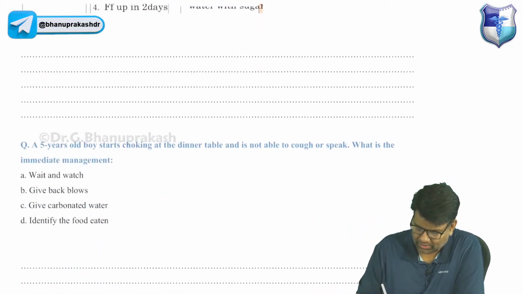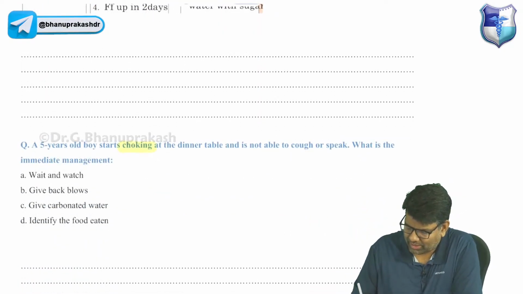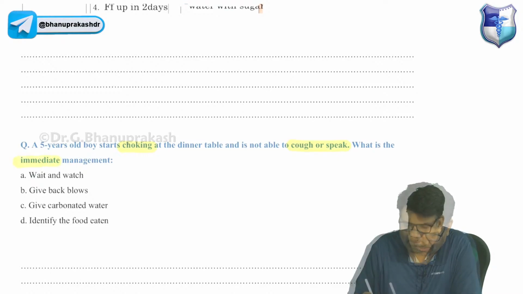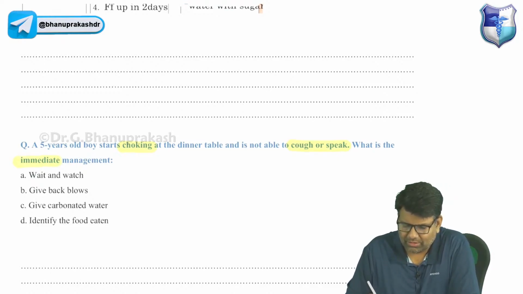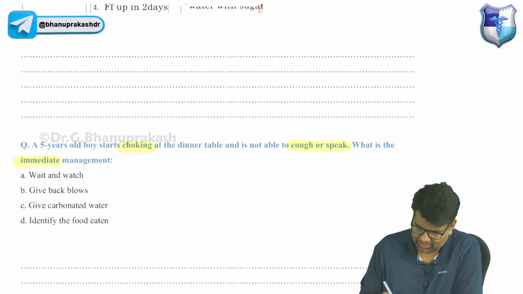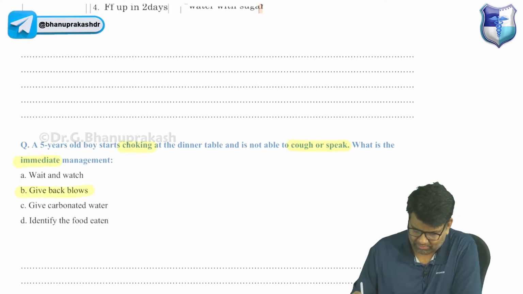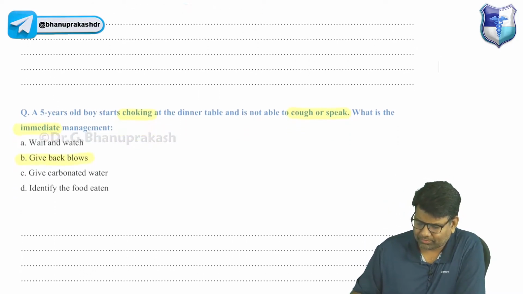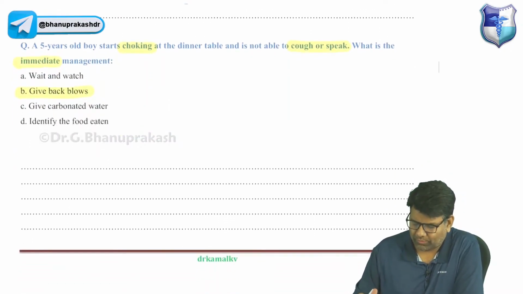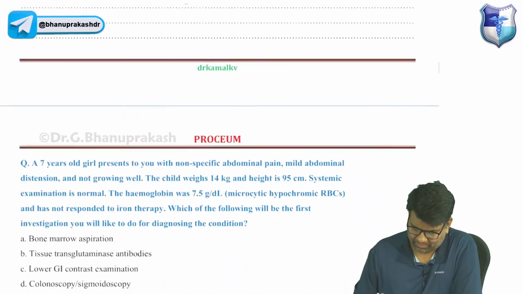The child started choking at the dinner table and is not able to cough or speak. Now what he will do immediately? What he will do immediately if you see that there is food in the respiratory tract? Yes, give back blows. Very good. Give back blows to dislodge the food from the respiratory tract.